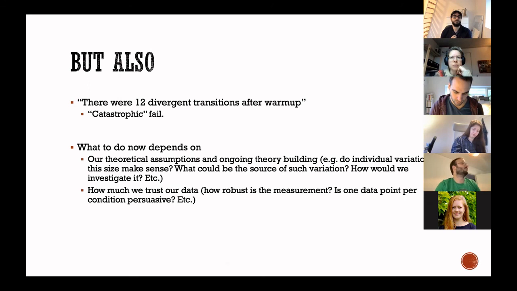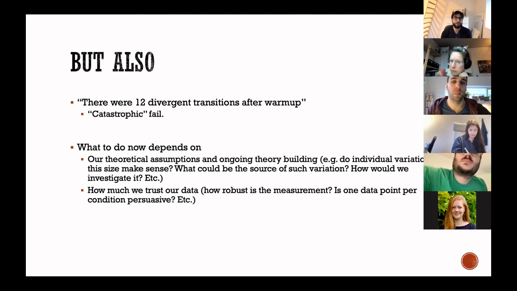The second thing that we could consider is whether one data point per condition is providing enough evidence, right? Maybe we should go back and collect more repeated measures to make sure that the estimates of the individual participants are more robust, right? So these so-called problems with the model should lead us to better rethink how we're running our study.